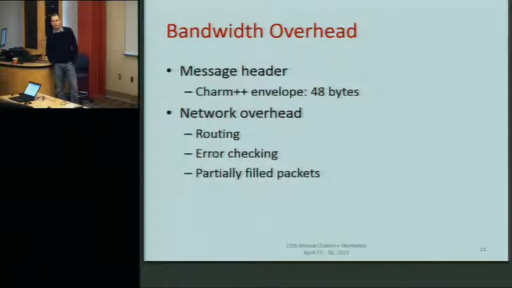In addition to the message header, there is additional bandwidth overhead that comes from the network. In particular, when the network hardware performs the routing, it may attach a few bytes here and there for the routing. It will also do so to make sure that data arrives without any errors. And also, most likely, it will convert your large message into packets.